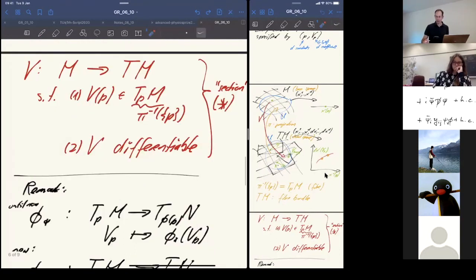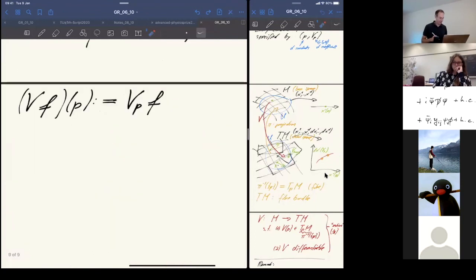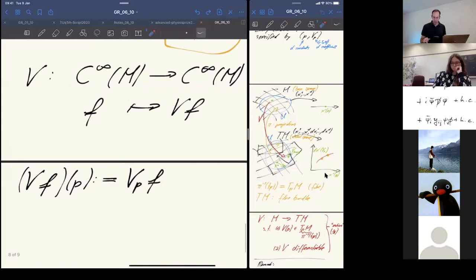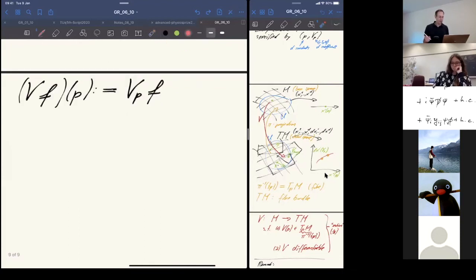Okay, thanks a lot for the question. I think this is an important point, and as I said, we will come back to it. Now, the last thing I wanted to say, and then we are done, is that we have now introduced vector fields, and I could now do everything we did for covector fields, of course.